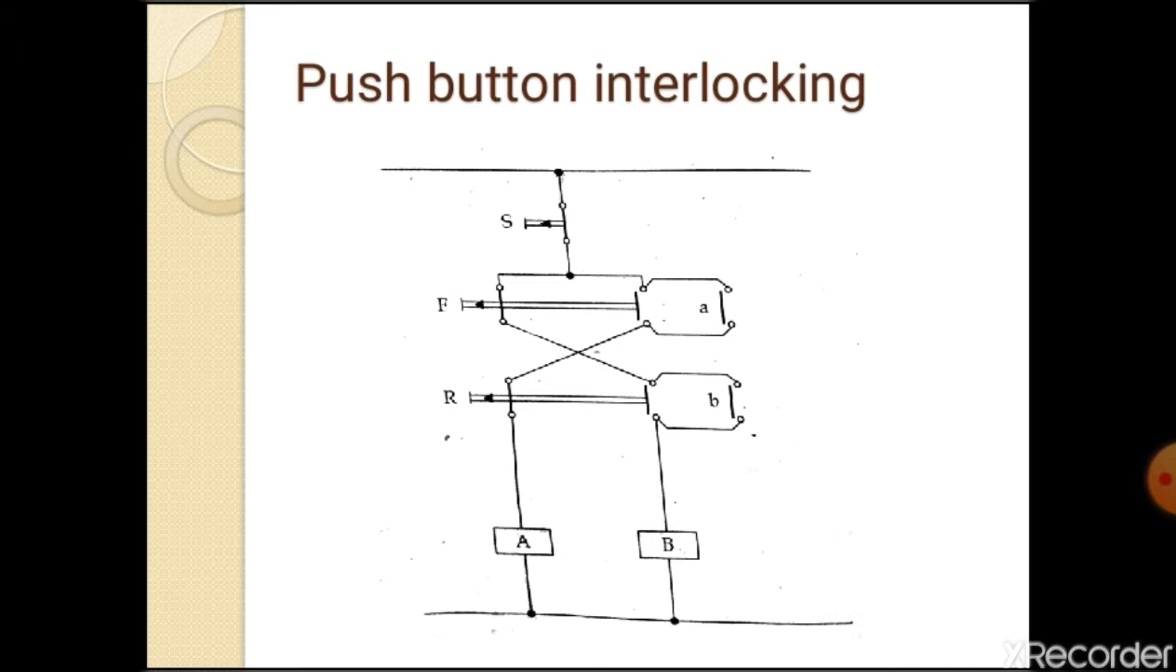When the reverse push button is pressed, contactor A gets de-energized first and then contactor B gets energized. This ensures that it is not possible to energize both the contactors simultaneously. How it is working we got to know.